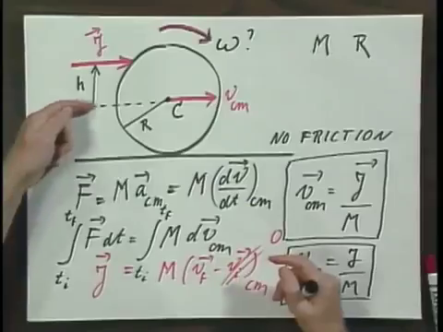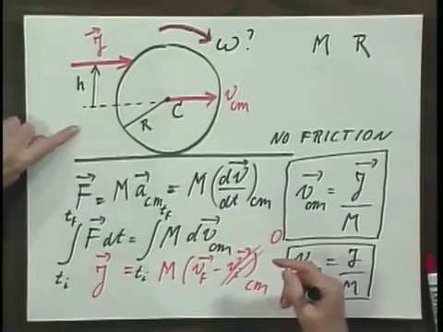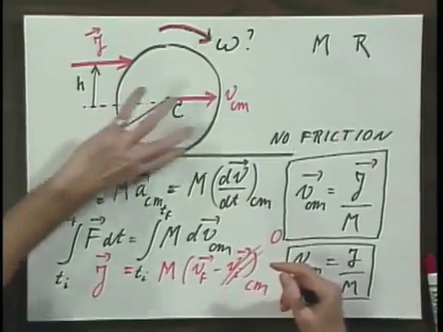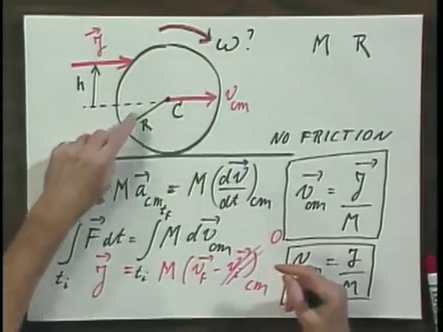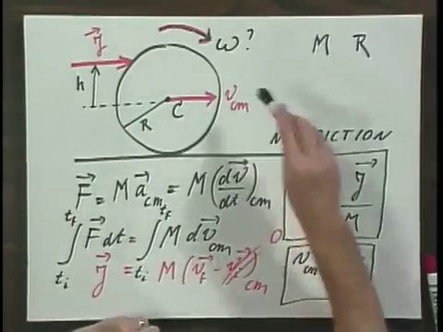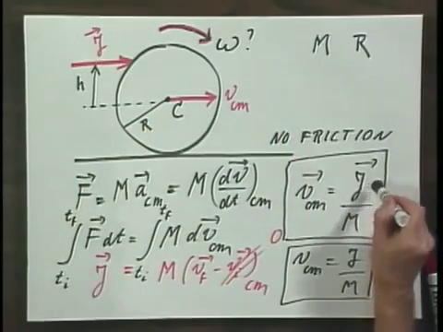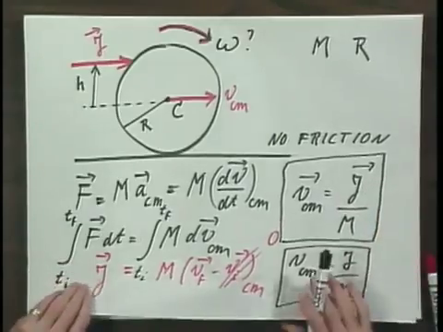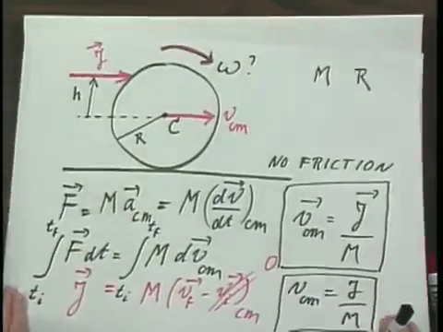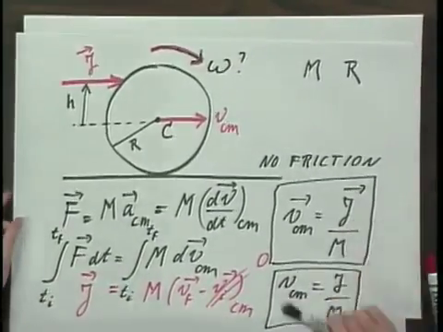In other words, it doesn't matter where you hit this billiard ball. Whether h is the maximum value, which could be r, or whether h is smaller than r, or whether h is even 0, you could hit it right here at the center, or whether h is below the center of mass, in which case it will start to spin counterclockwise. The center of mass velocity is always the same for a given value of the impulse. And that is not so intuitive, at least not for me.